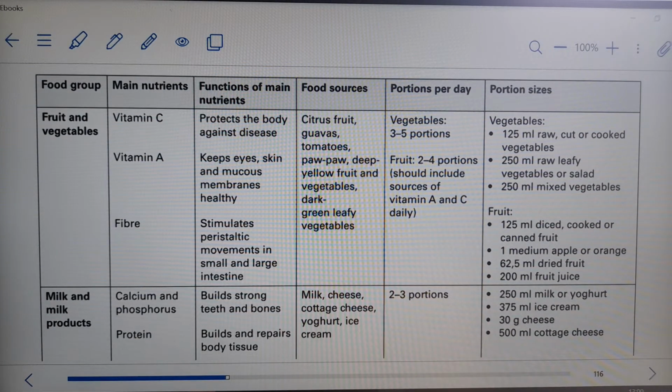And we look at fruits and vegetables. What nutrients are there? Vitamin C, A, and fiber. Their functions: they protect the body against disease, they keep eyes, skin, and mucous membrane healthy, they stimulate peristaltic movement in the small and large intestine. And where do we get fruits? Citrus fruits like your oranges, lemon, we get it from guava, tomatoes, pawpaw, deep yellow fruit and vegetables, dark green leafy vegetables. Portion, we should eat 3 to 5 a day of vegetables, and fruit 2 to 4 portions.